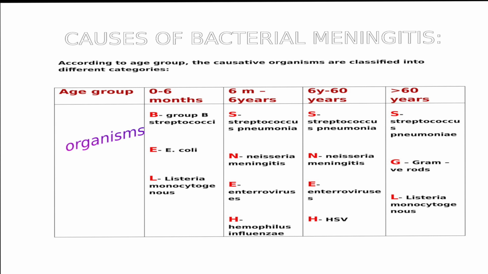The causes of bacterial meningitis can vary according to the age group. According to age group, organisms fall under 4 groups, that is 0 to 6 months, 6 months to 6 years, 6 years to 60 years and more than 60 years, that is elderly. For easy remembering, the organisms are categorized as short forms and are displayed in the table. So please viewers, pause it and go through them.